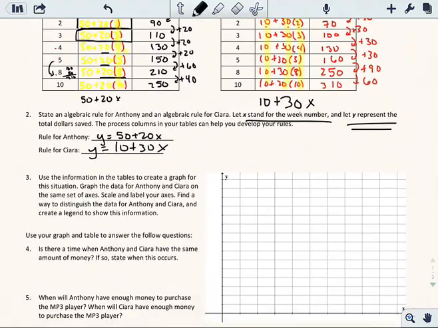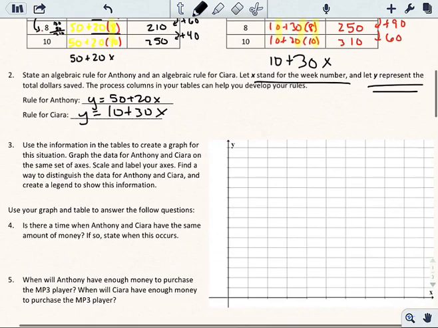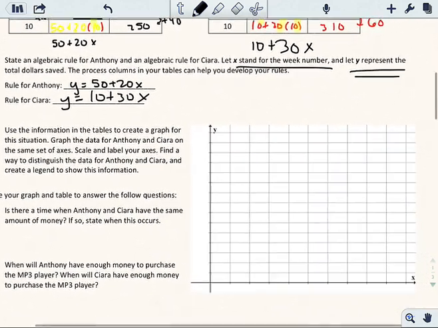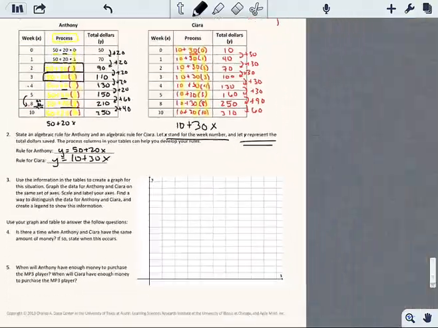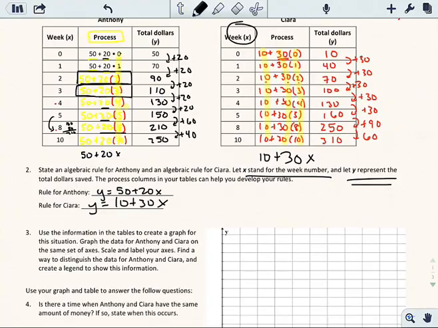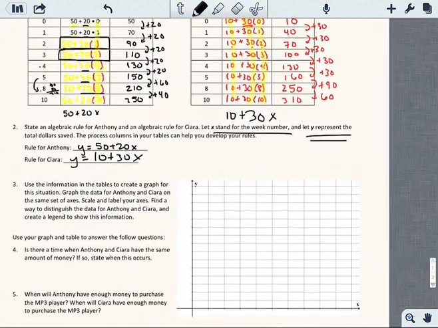Right. So we're going to use the information in the tables to create a graph for the situation. Graph the data for Anthony and Ciara on the same set of axes, scale and label. So first thing we have to do is figure out what goes on x and what goes on y. Weeks will go on x mostly because it tells us right here, but also we know that's an independent variable, and we have to get to 10.